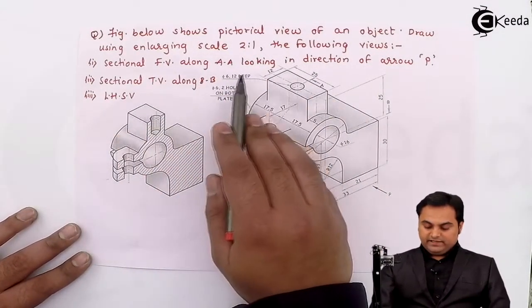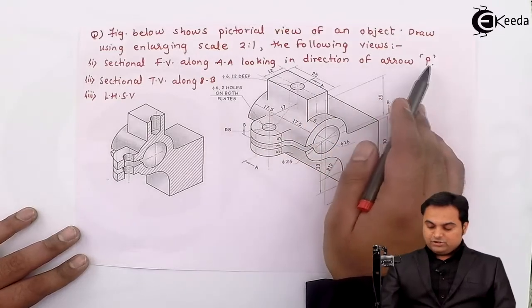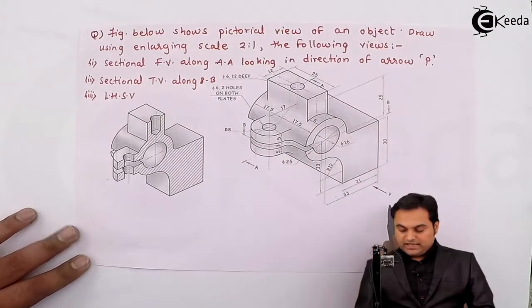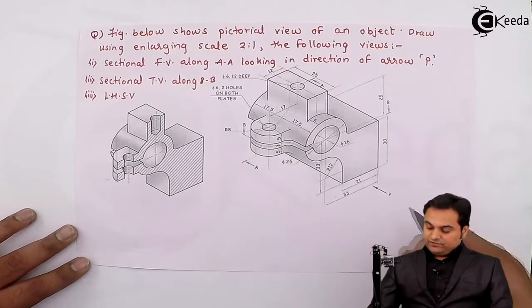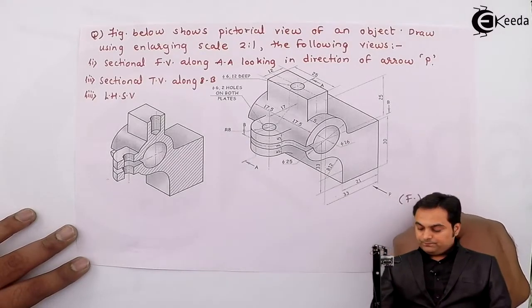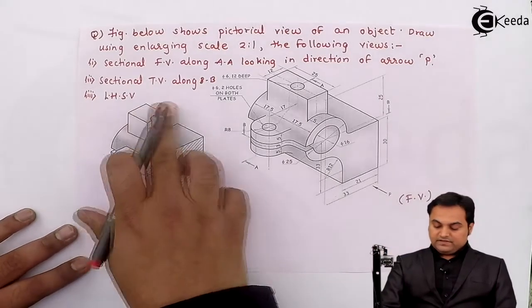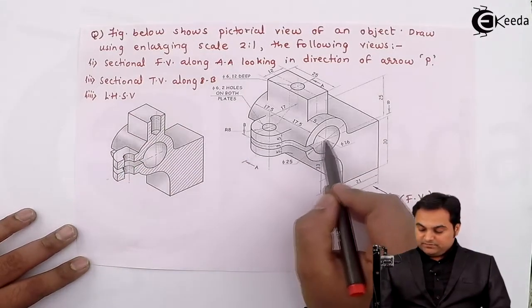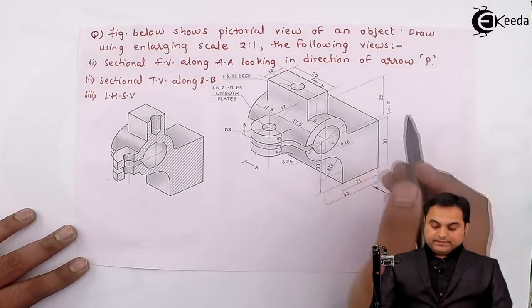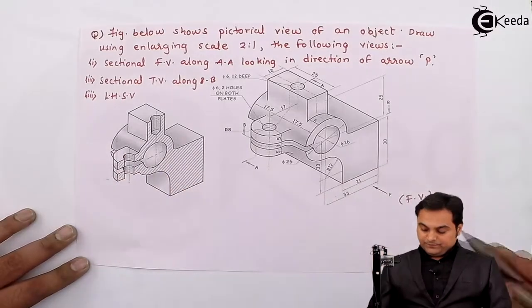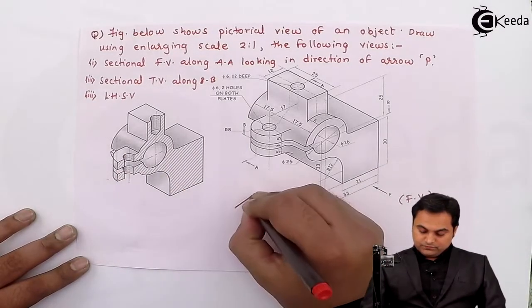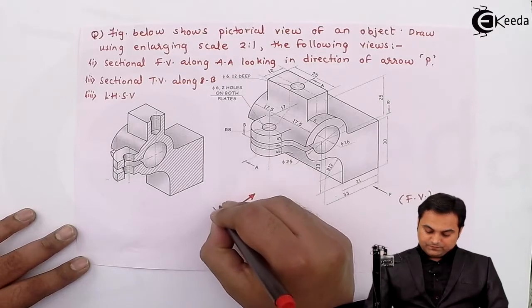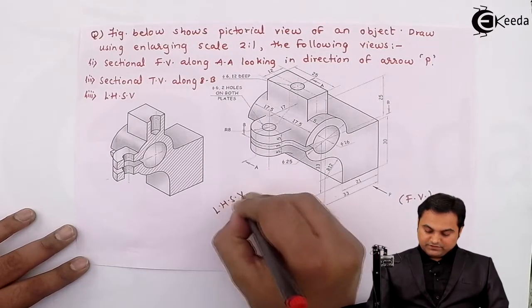Sectional front view along AA, looking in the direction of arrow P. So this arrow P is the direction for the front view. And then sectional top view along section BB. So this BB is nothing but the cutting plane. And then left hand side view. This is the direction for LHS, the left hand side view.